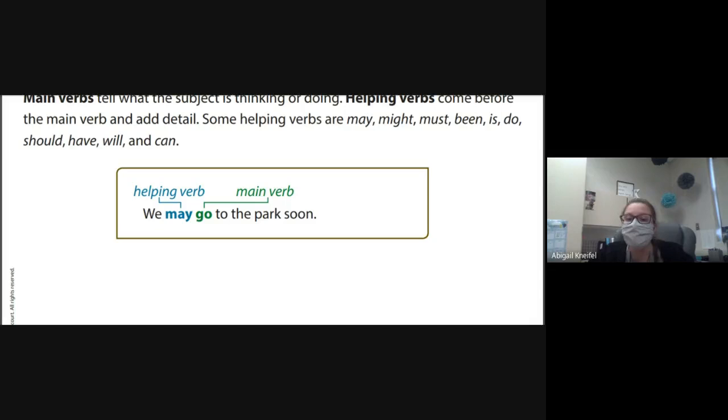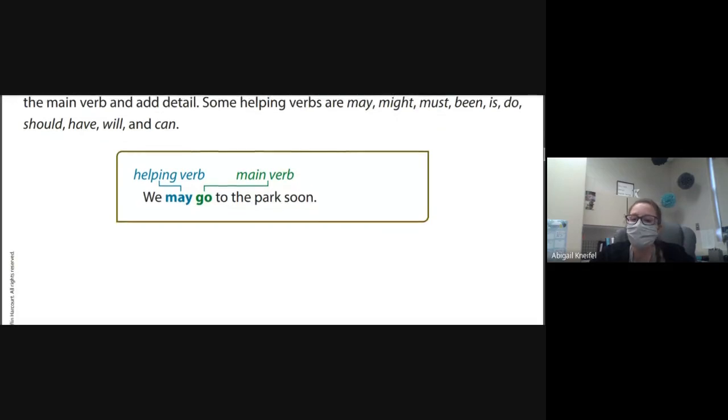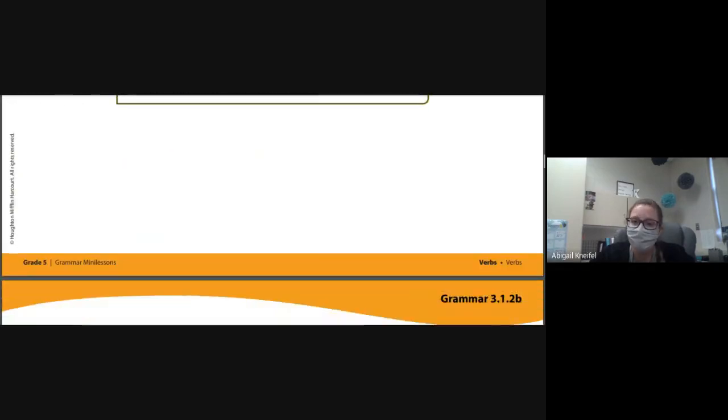We may go to the park soon. So the main verb is go, but may is a helping verb. It's not going to be we go to the park soon. It's going to be we may go to the park soon.